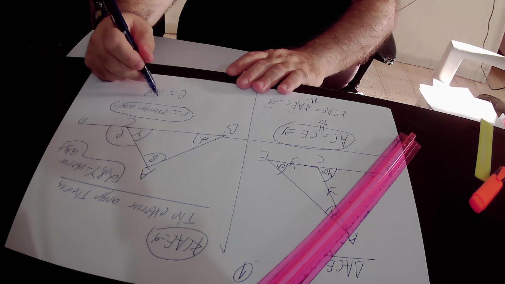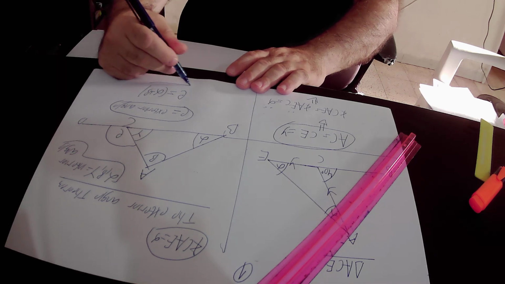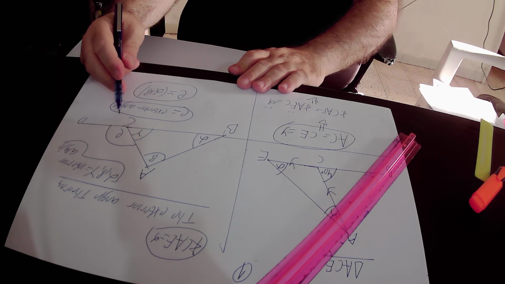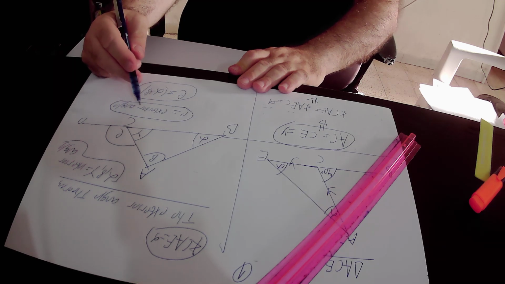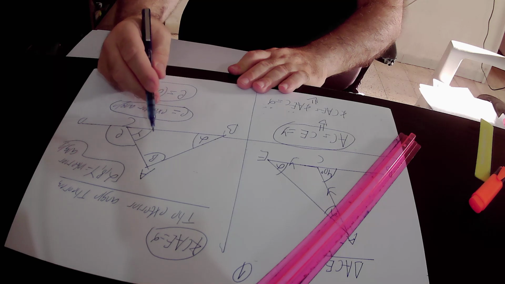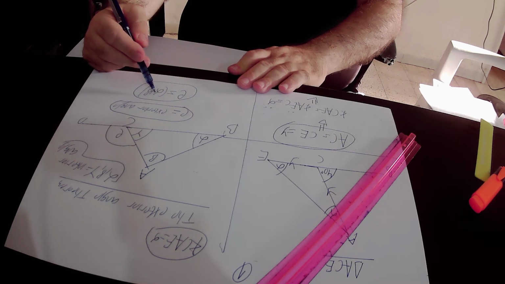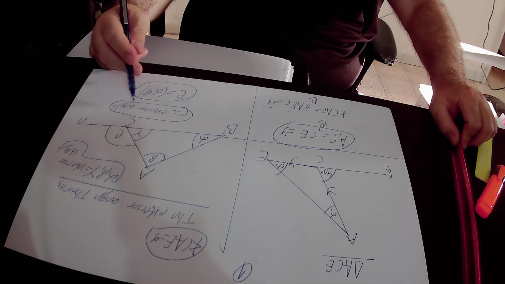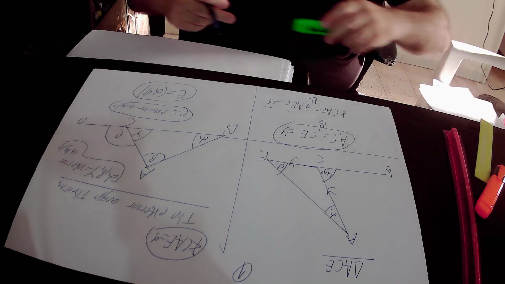I repeat again. According to the exterior angle theorem, the size of the exterior angle E equals the sum of the two interior angles that are not adjacent to it, which is alpha plus beta. Therefore, the size of the exterior angle E is equal to alpha plus beta.